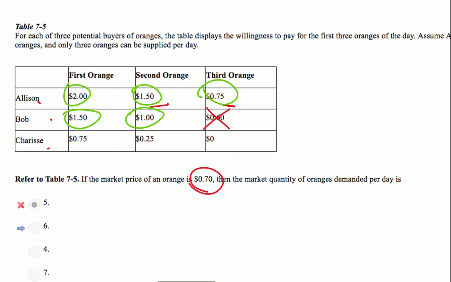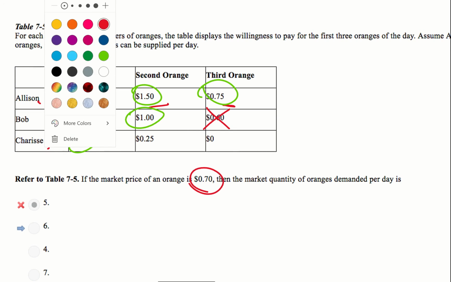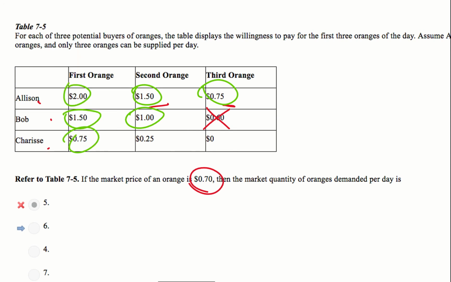Now next, let's look at Cherise. For the first orange, she'll buy it because she's willing to pay 75 cents, but the price is 70, so she'll buy the good. But for the second orange, she's willing to pay only 25 cents, but the price is 70, so the price is too high, so she wouldn't buy the second and the third orange. So how many total oranges do we have? 1, 2, 3, 4, 5, 6. So the answer is 6.